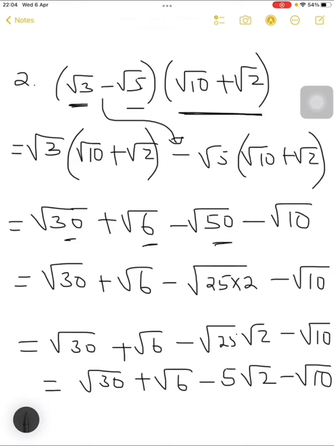Can we simplify any further? No. Is there any term which looks like it has the same root as the other? No, because here we have root 10, we have root 2, there we have root 6, and we have root 30, and then you leave it at that point.